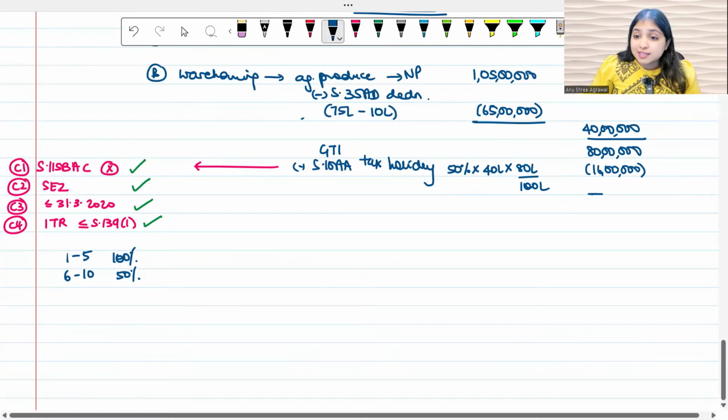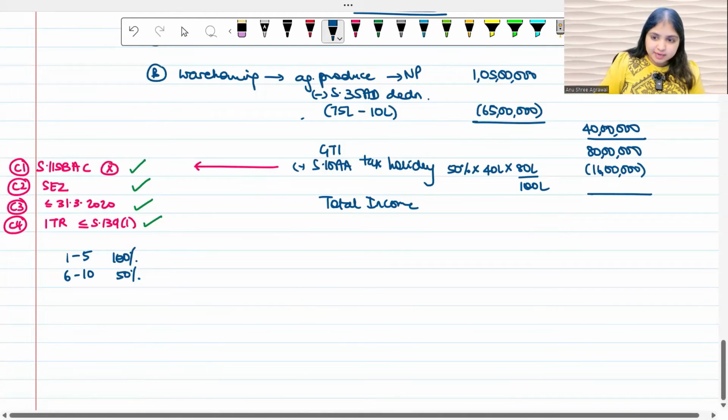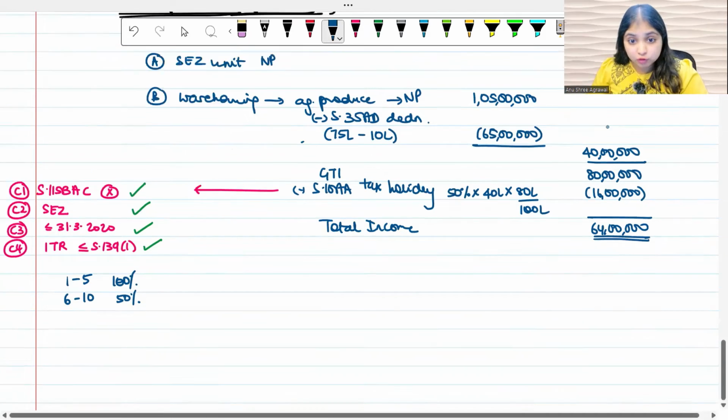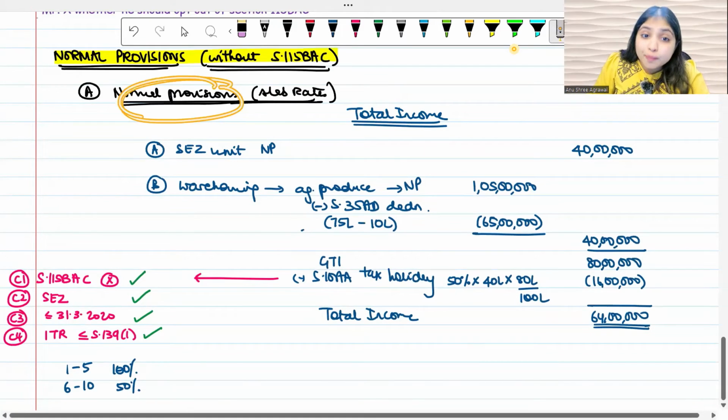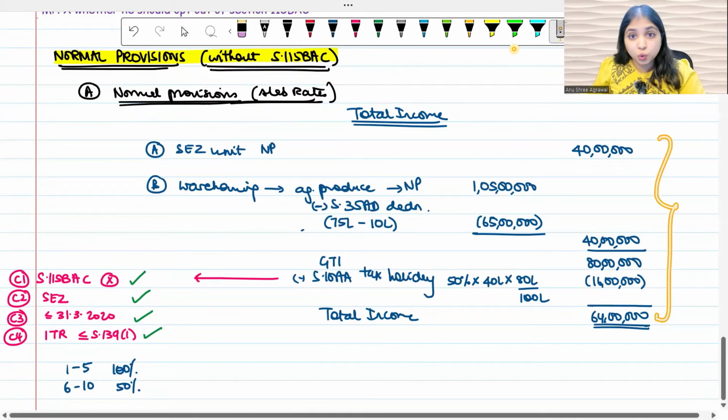So what is my assessee's total income in this question? The total income is going to be 80 lakhs minus 16 lakhs, which is 64 lakhs, guys. This is already in multiples of 10, so no need to do any rounding off. So as per the normal provisions without AMT, on the basis of the normal provisions of the Act, we have calculated the total income.